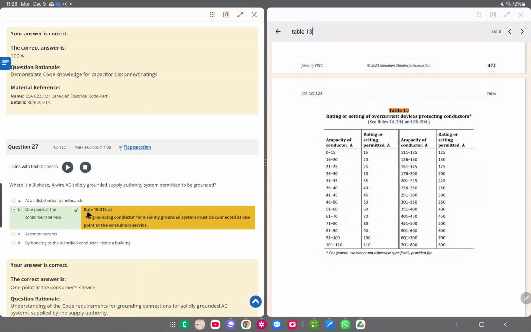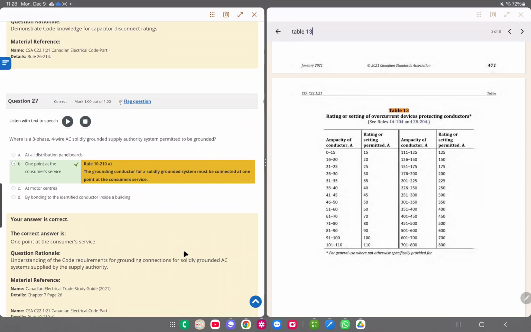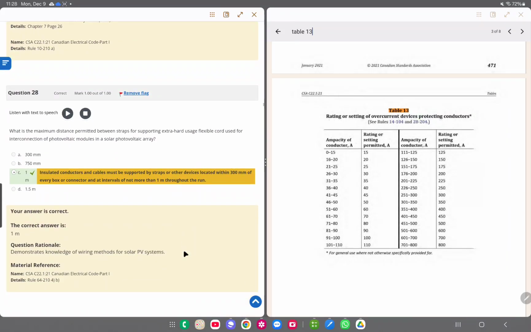Where is a 3-phase 4-wire AC solidly grounded supply authority system permitted to be grounded? This is definitely at the consumer service. The grounding conductor for a solidly grounded system must be connected at one point, the consumer service. This is in Rule 10-210, Item A.